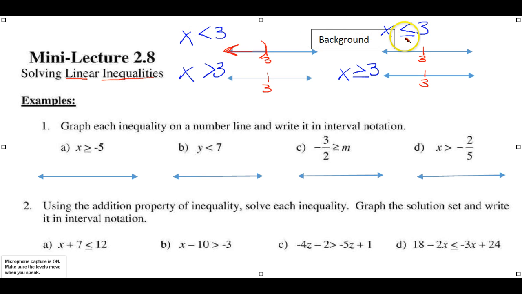We darken this line, and that's the graph of this inequality. Now, the major difference with these two is that here it's less than or equal to 3. So 3 is included in the set. And we used to put a solid dot there and then an arrow. Here we're going to use a bracket.